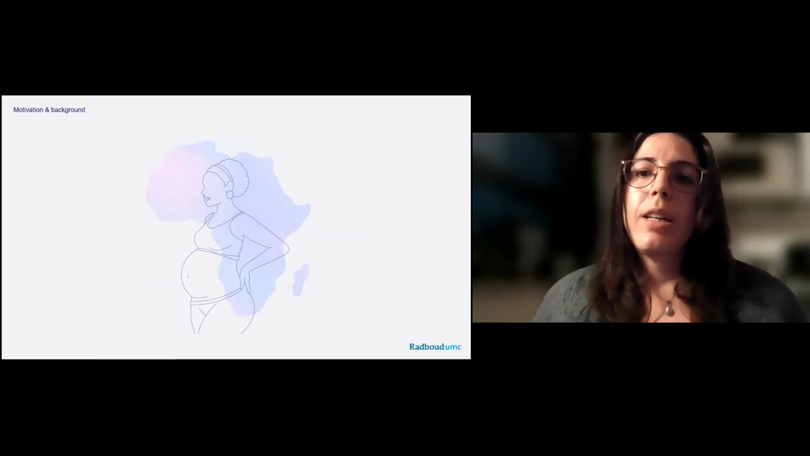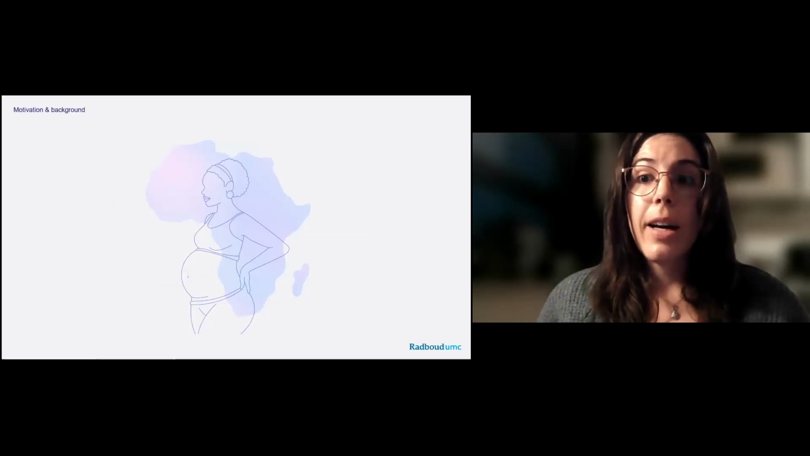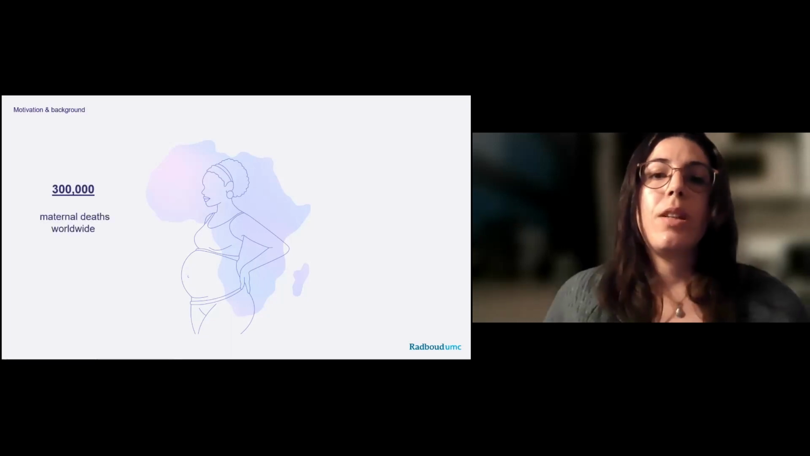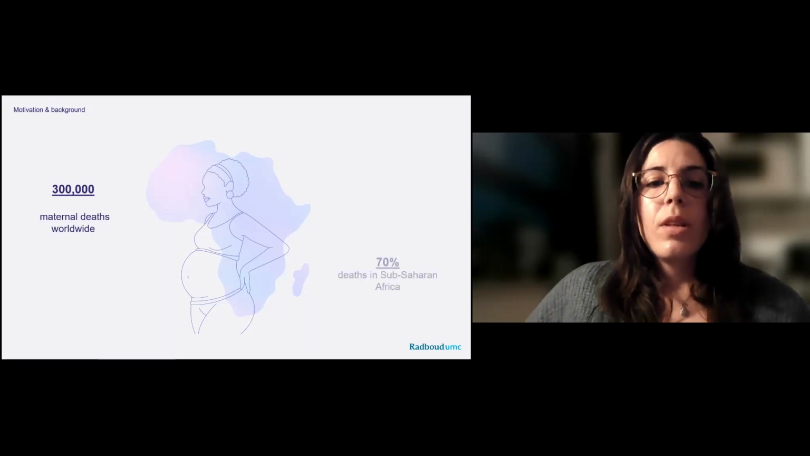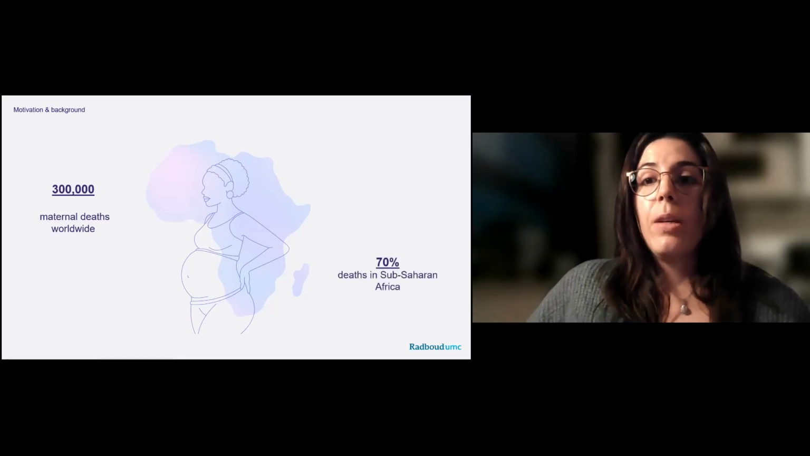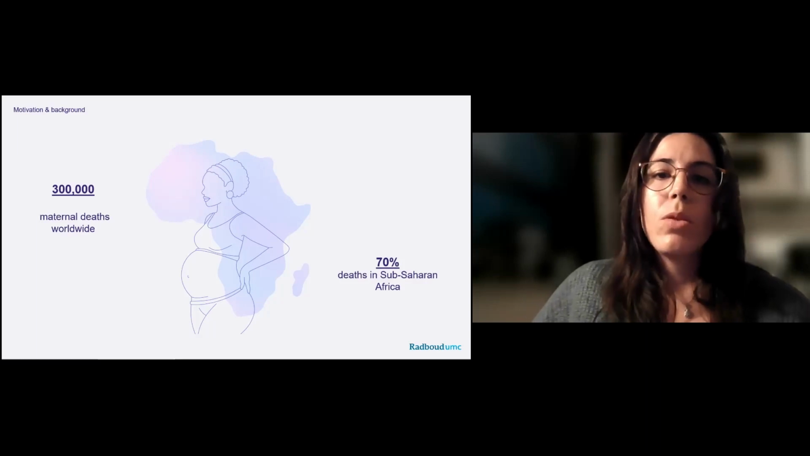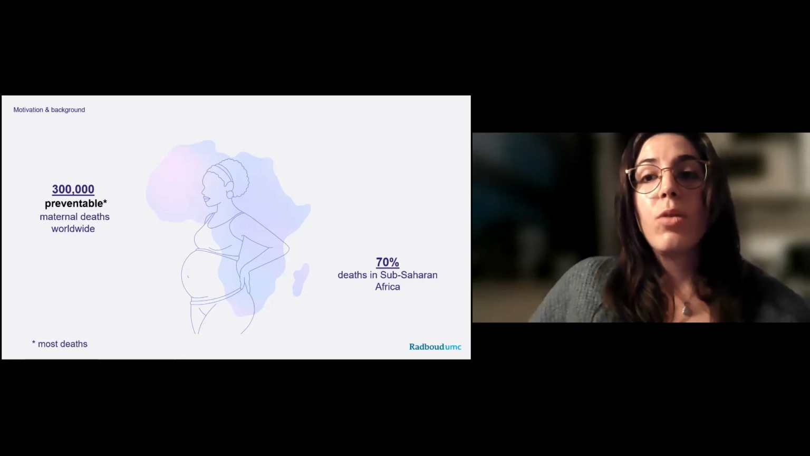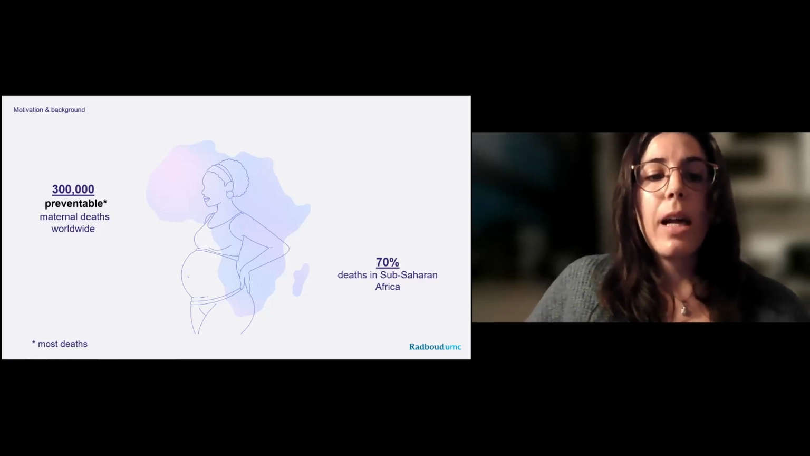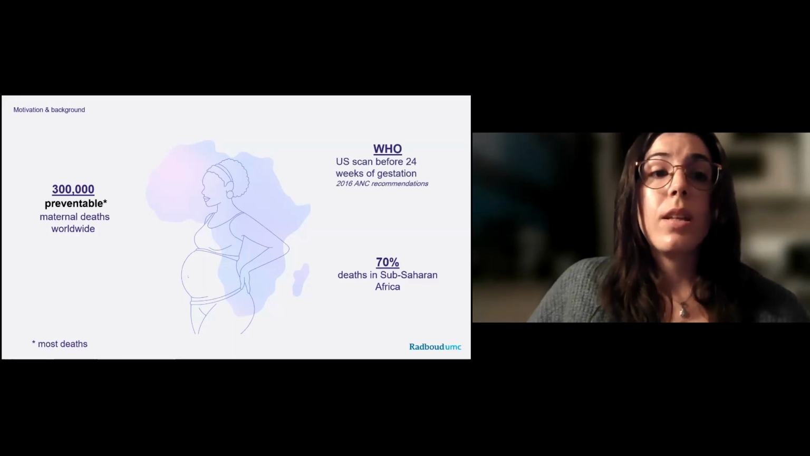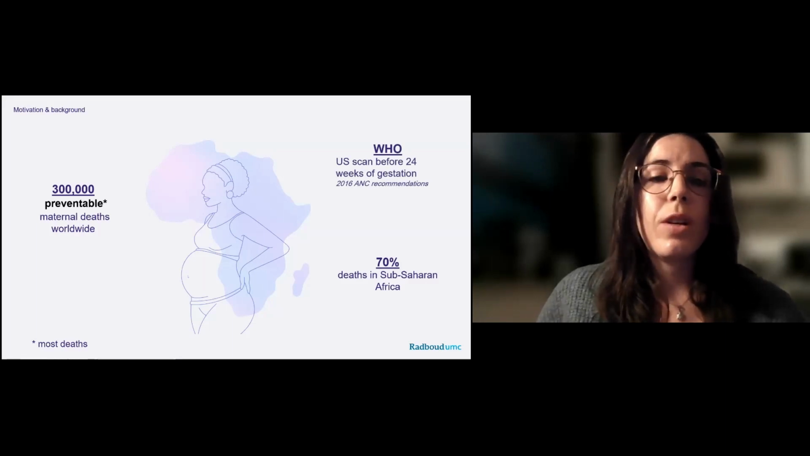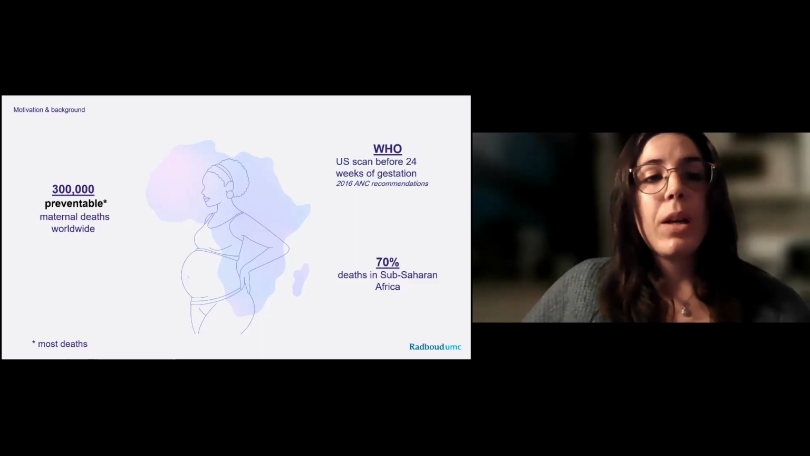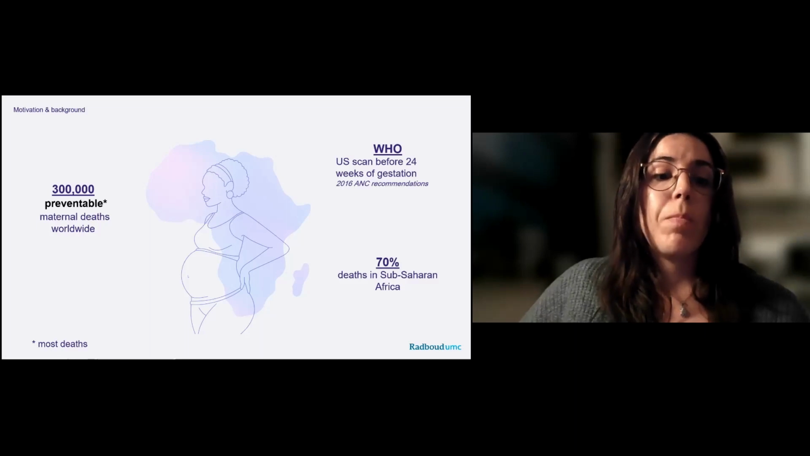As we have heard today, maternal mortality is extremely high in some regions of the world. And in particular, of the 300,000 maternal deaths worldwide, 70% of them occur in sub-Saharan Africa only. And what is important to note is that given the current knowledge and technology that we have, most of these deaths are actually preventable. And this is why the World Health Organization, in its 2016 antenatal care recommendations, suggests the use of an early ultrasound scan before 24 weeks of gestation in order to identify any pregnancy complications and properly manage them.